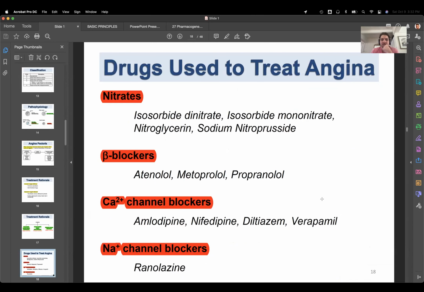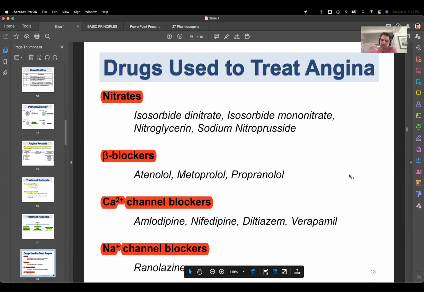So anytime you have an angina, you can give nitrates. That's pretty much first line. It will help to vasodilate, help with that chest pain. Beta blockers will slow down the heart. Calcium channel blockers help to relax the heart. Ranolazine, it almost works opposite of digoxin in that it prevents intracellular calcium.